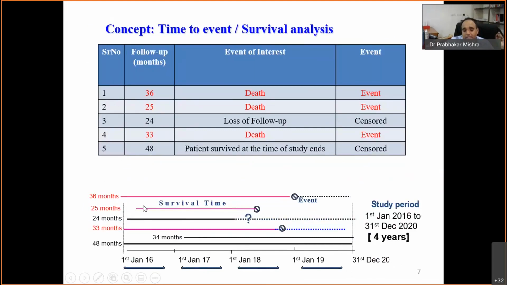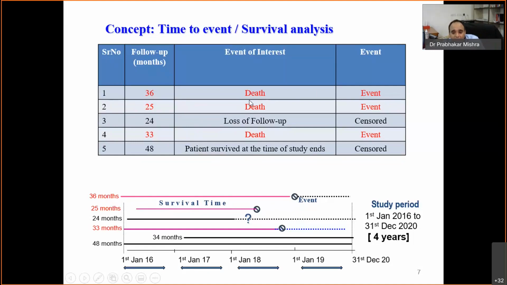See, the first patient came in the first month of the year, January. The first patient came in January and was in the study up to January 2019. It means 2016 to 2019, 3 years. So here 36 months is written.